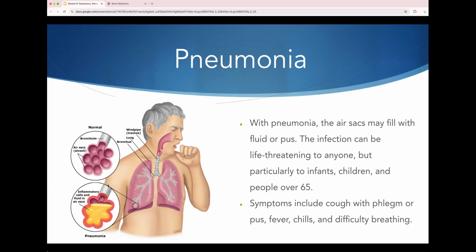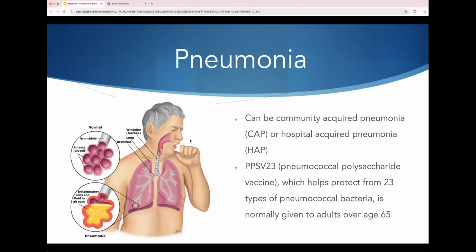Respiratory acidosis. Very good. So with pneumonia, the air sacs may fill with fluid or pus. This infection can be life-threatening to anyone, but it is particularly life-threatening to infants, children, and people over 65. Symptoms include cough with phlegm or pus, fever, chills, and difficulty breathing.